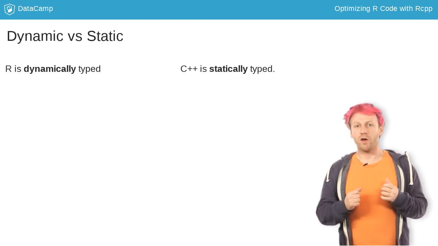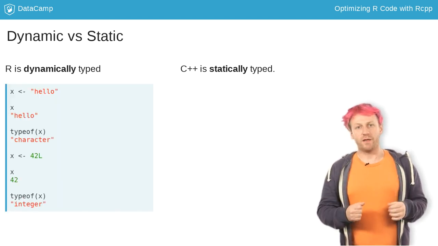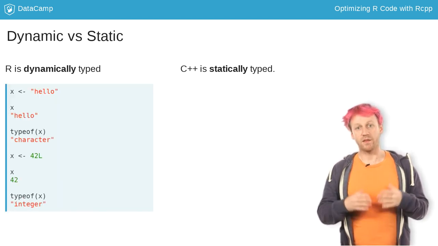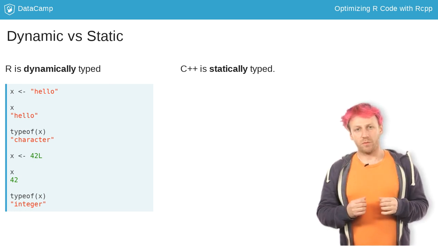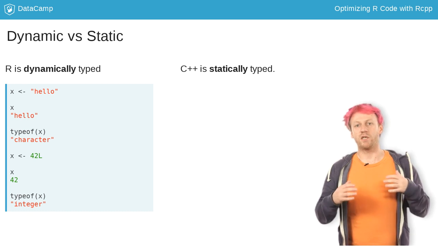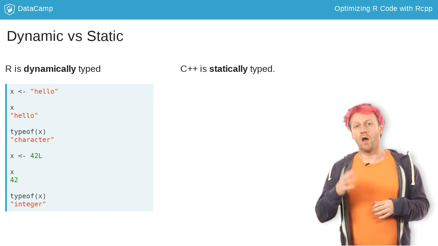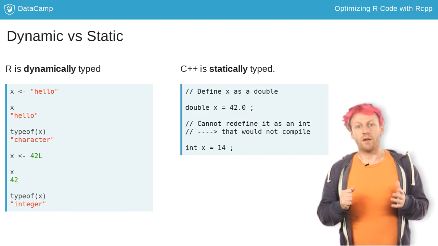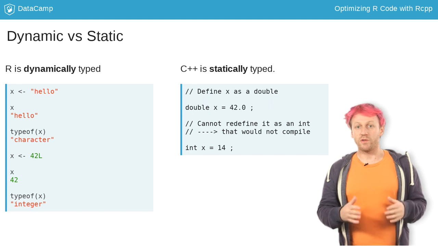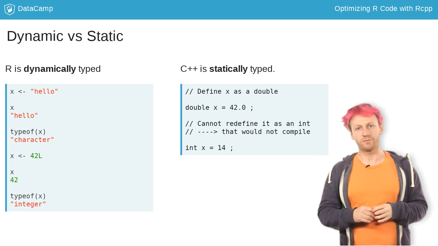In R, variables can first be defined as one type and then later be redefined as something else. This is because R is what is called a dynamically typed language. You can generally not infer the type of a variable before the runtime. On the other hand, C++ is a statically typed language. That means that the compiler must know the type of each object, and the type can never change.